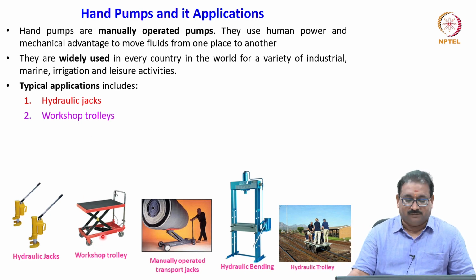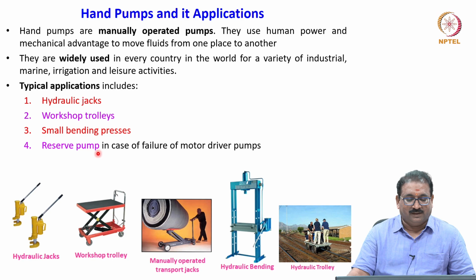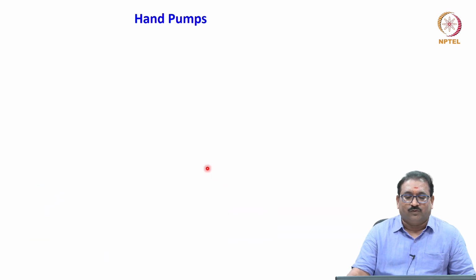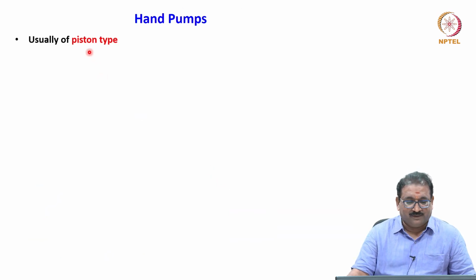Workshop trolleys, you see workshop trolleys. Small bending presses. Reserve pump in case of failure of motor driven pumps. Clamping in workshop is usually done with the hand pumps. There are wide applications for the hand pumps. Let us see one by one.